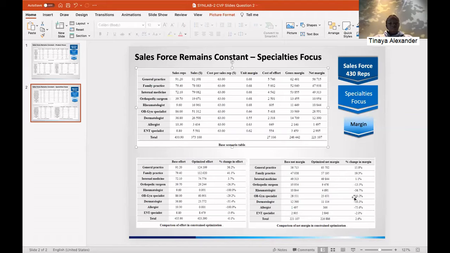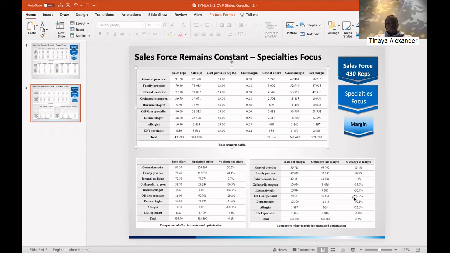This would mean that there'd be 124 to general practice, 112 to family practice, 75 to internal medicine, 29 to orthopedic surgeons, 61 to OB-GYN, 24 to dermatologists, 8 to ENT specialists, and none to rheumatologists or allergists. The reason for this targeted approach is that if you look at these specialties, it allows for the best optimized margin. Santex is focusing over half of their sales force on primary care audiences, for example, like family and general practice.